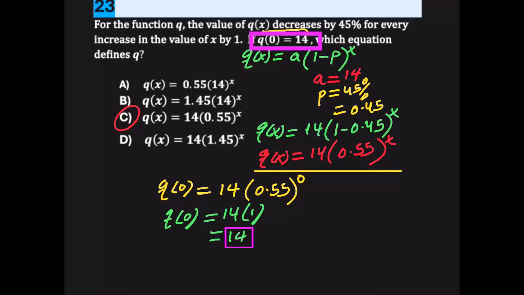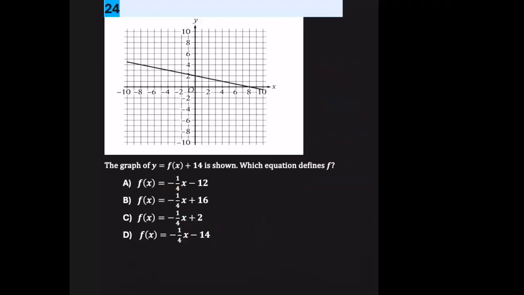And we have proven that q of 0 is 14. And the answer choice is C. Question 24, we have a graph question, and the graph crosses at this point and this point here.